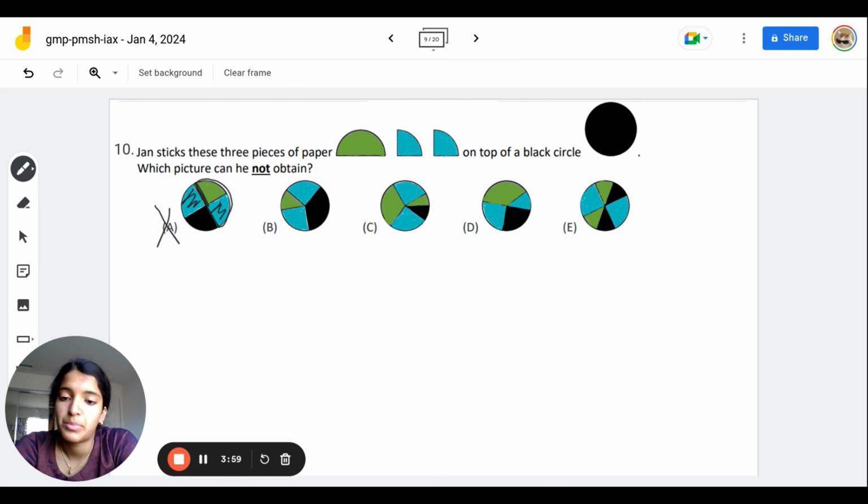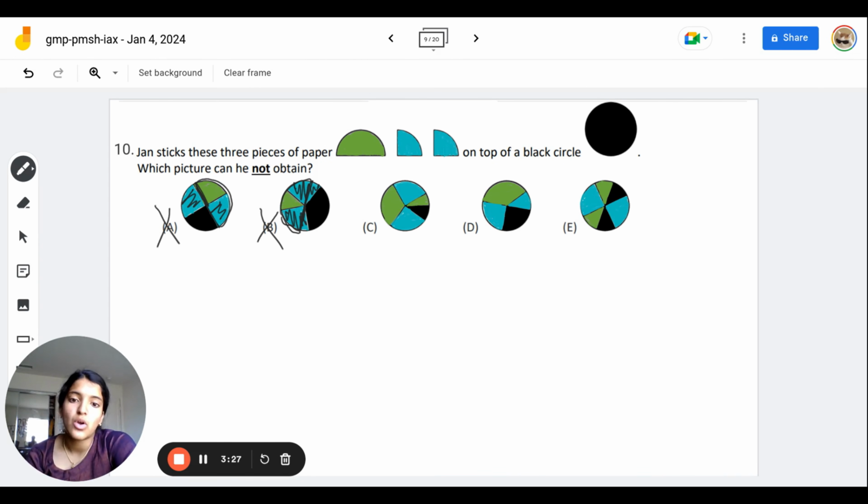Moving on. B. So for B, we see there's a small sliver of the semicircle. So we know that they're underneath the quarter circles. So we could kind of draw it out and say that it looks kind of like this much, right? And then we would take the quarter circles, and we see that the quarter circles are right here and right here. So B could totally be done and is not the answer.